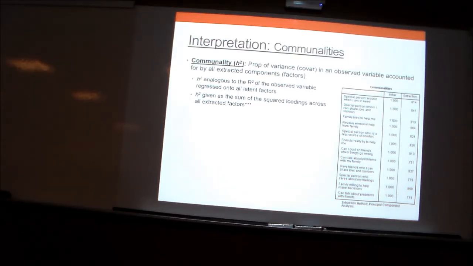Okay. Commonalities, again, this is your proportion of variability in your observed indicator that's accounted for by all of your extracted factors or components. Your commonality, think about this as your R squared, right? Regressing your individual item onto your unobserved factors or components. H squared, or your commonality, is given by the sum of your squared loadings across all extracted factors.